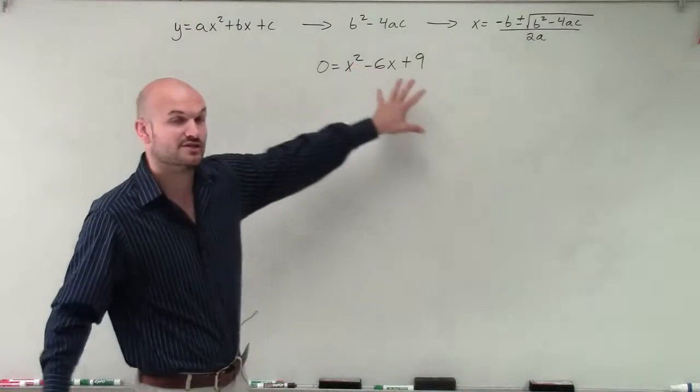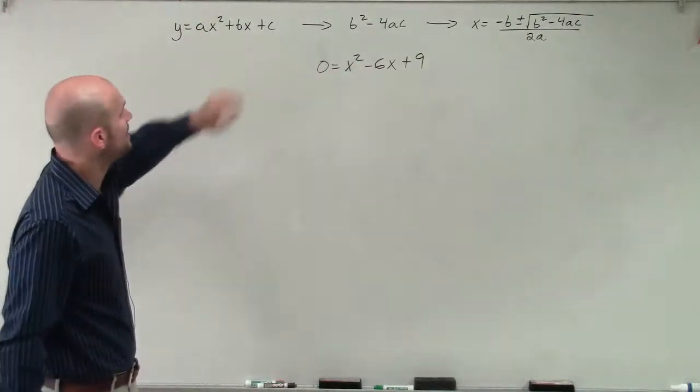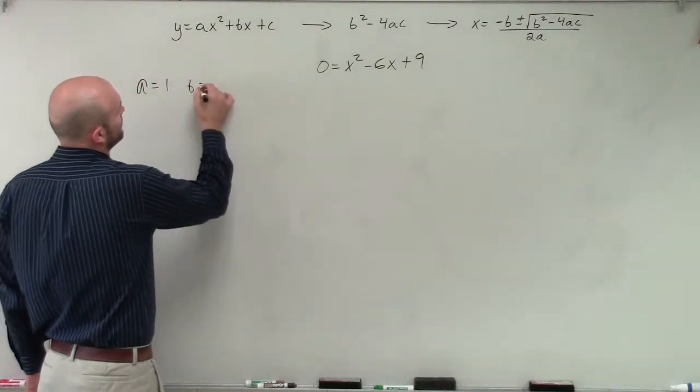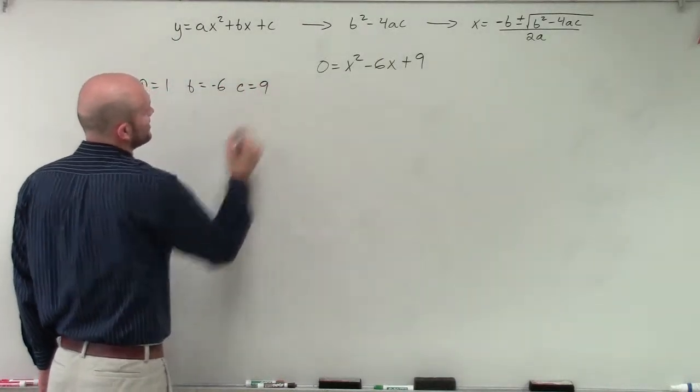So the first thing we need to do is make sure this is in standard form, which it is. And then what we need to do is determine our a, b, and c. So our a in this case is 1, b equals -6, and c equals 9.